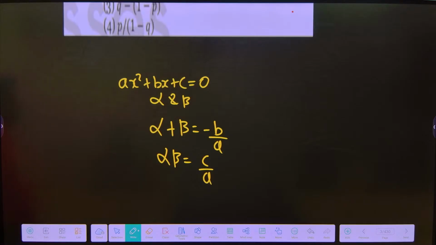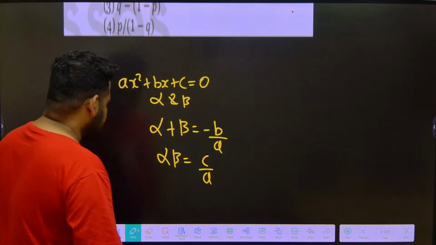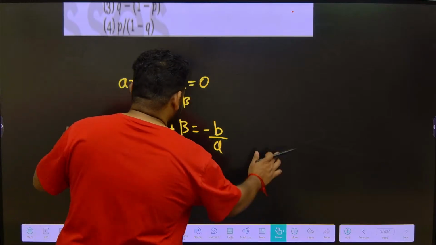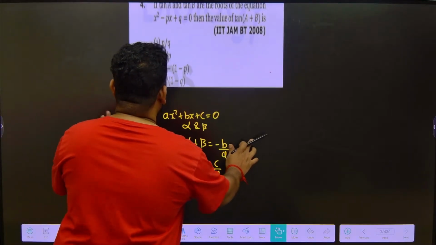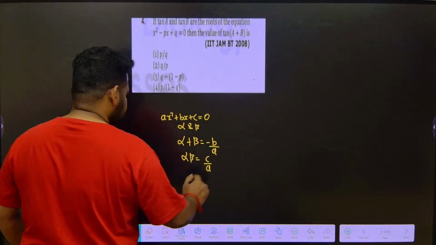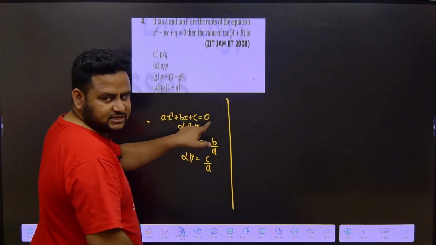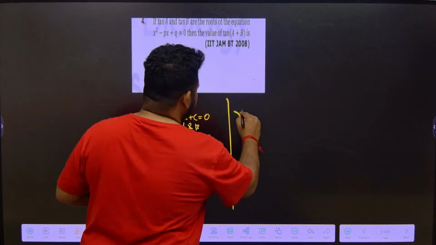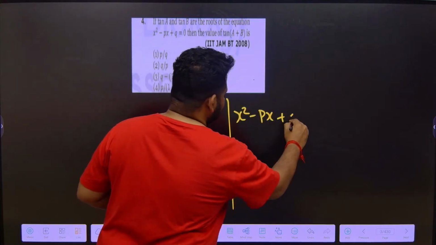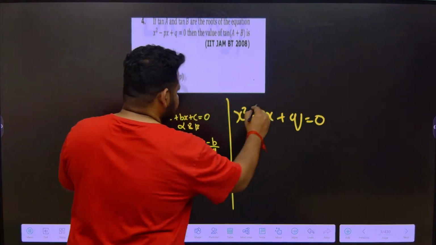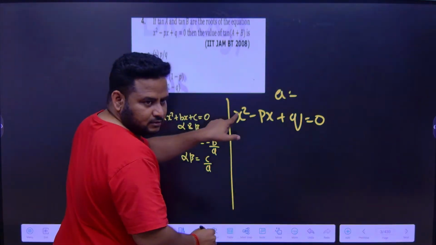Now in our given question, they have given the equation in a different form, and alpha and beta they have given as tan A and tan B, that is the roots. So let us compare this with the question that is given. Instead of ax square plus bx plus c is equal to 0, they have given x square minus px plus q is equal to 0. If I compare this, what is the value of a here? A is 1.